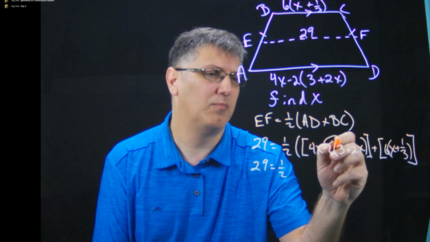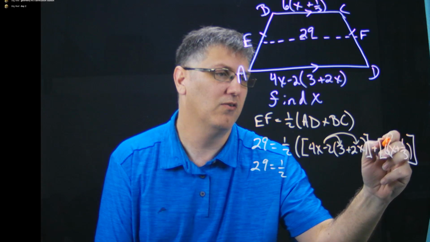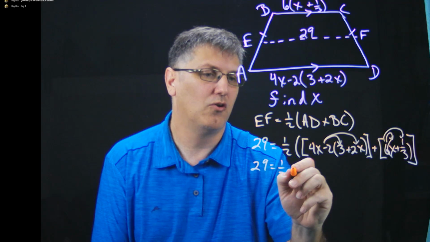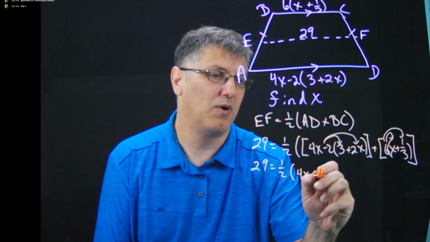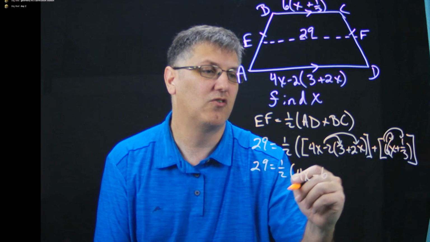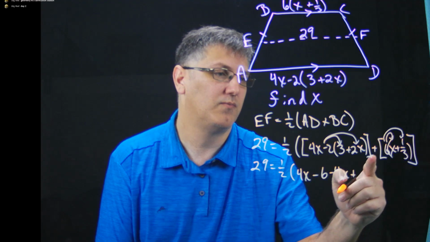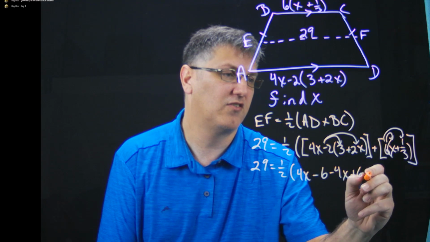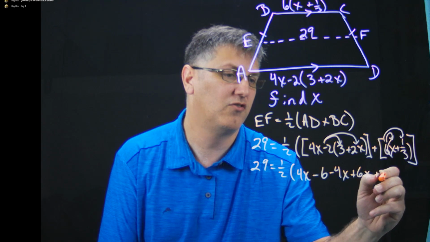Here I'm going to do hippity-hoppity distributive property to get rid of the parentheses. Same here. So it's going to reduce down to 4x minus 6, because negative 2 times 3 is negative 6. And then negative 2 times 2x is a negative 4x. Plus, I now have a 6x, and then 6 divided by 3 is 2, so plus 2.